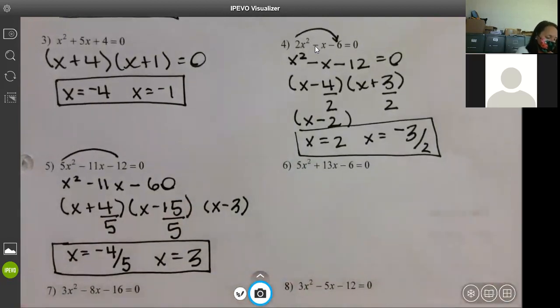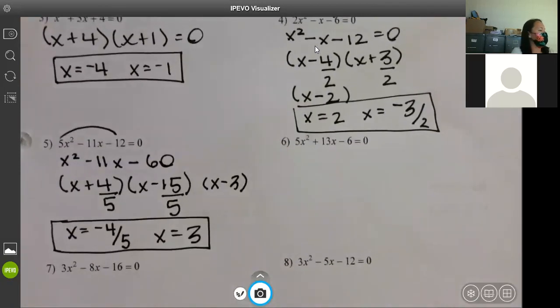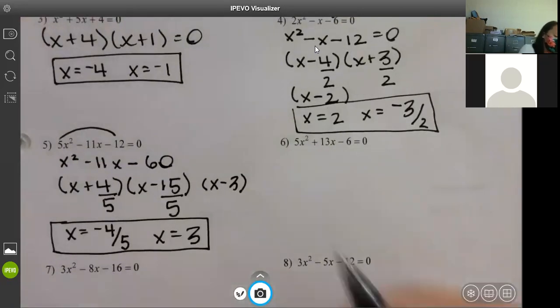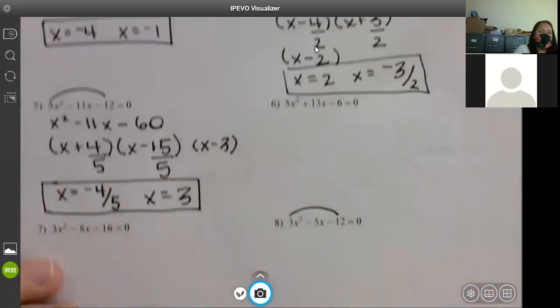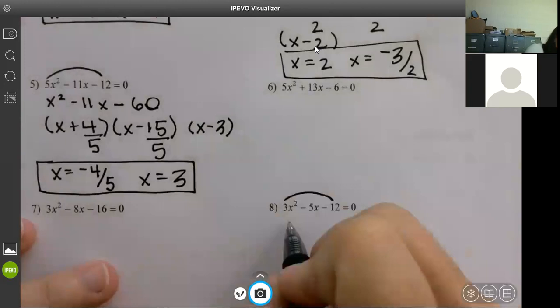Let's do number 8, and then we're probably going to stop. We might come back to more on here, but I'm not sure. We're going to do number 8, 3 times negative 12.